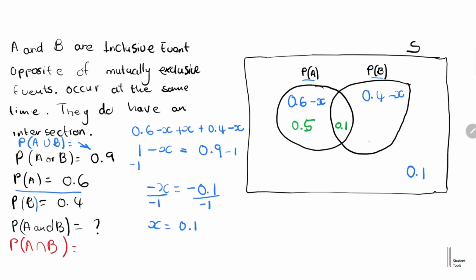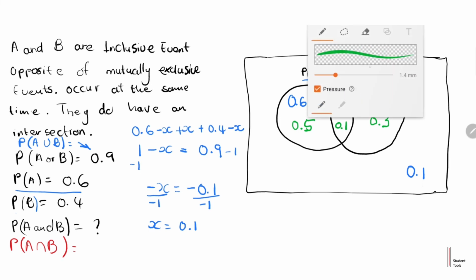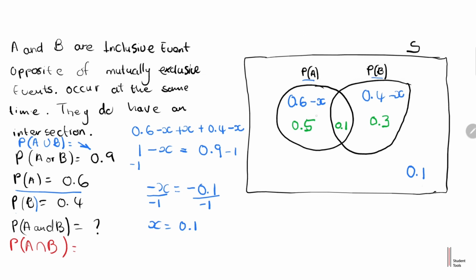And then on the other side, we have 0.4 minus X. Which means that's 0.4 minus 0.1. So that is 0.3. So now we can remove the 0.6 minus X and the 0.4 minus X over here on our Venn diagram. So these are the exact values that are supposed to be in our Venn diagram.